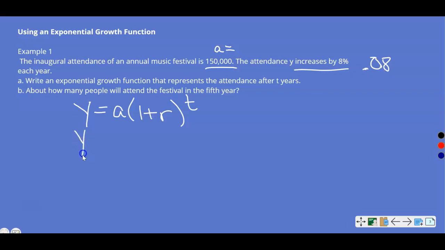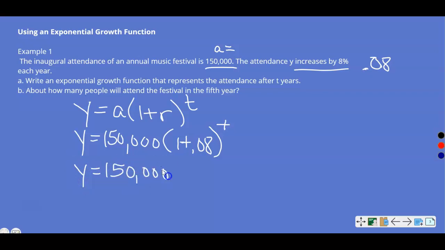So let's go ahead and plug in what we know. A is 150,000, and 1 plus our rate is 1 plus 0.08, and that's going to be raised to the t number of years. So if we want to write the equation for the attendance for the festival, we can say y equals 150,000 times 1.08 to the t power.